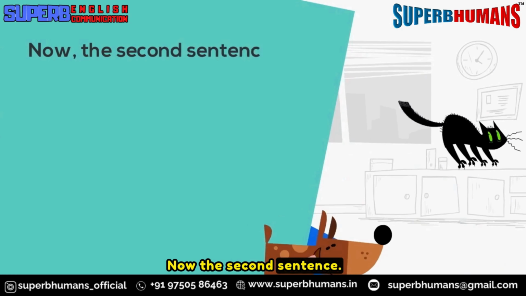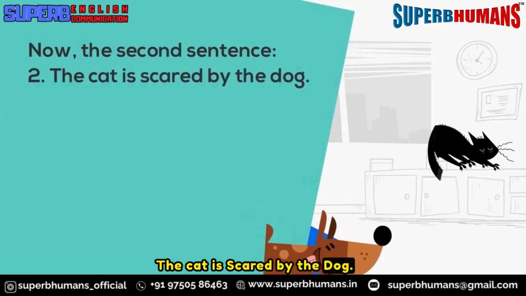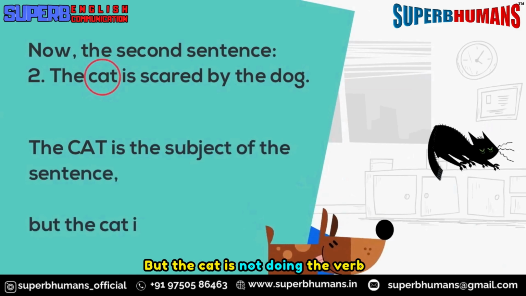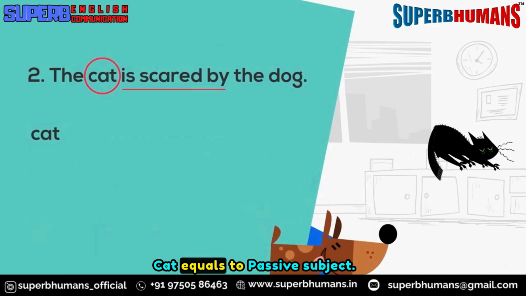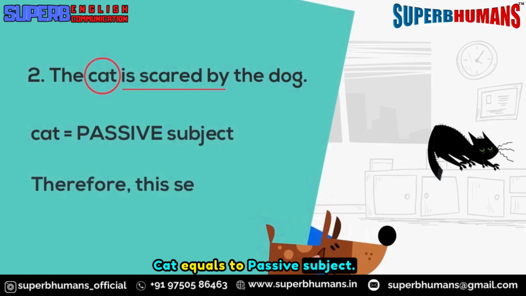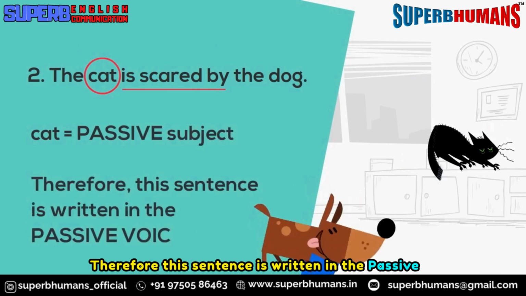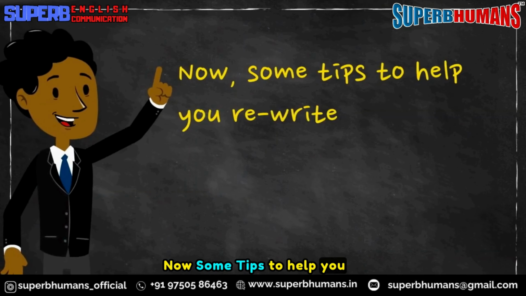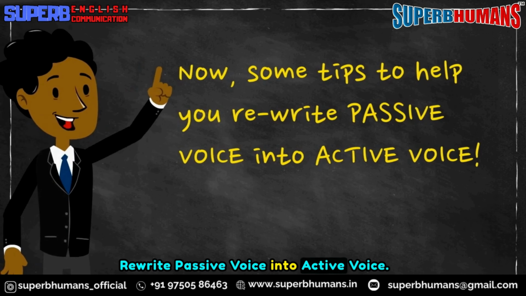Now the second sentence. The cat is scared by the dog. The cat is the subject of the sentence, but the cat is not doing the verb action. Cat equals passive subject. Therefore, this sentence is written in the passive voice. Now, some tips to help you rewrite passive voice into active voice.